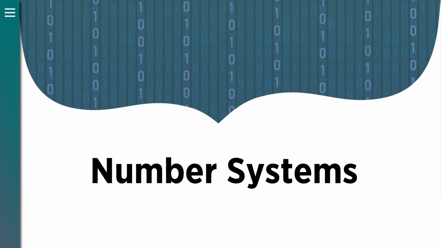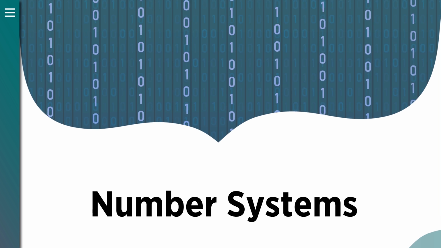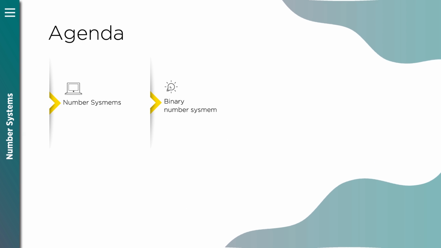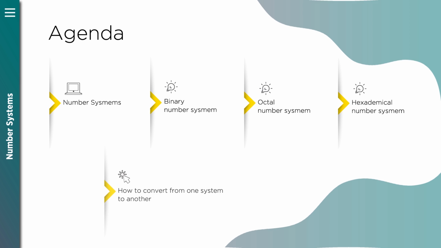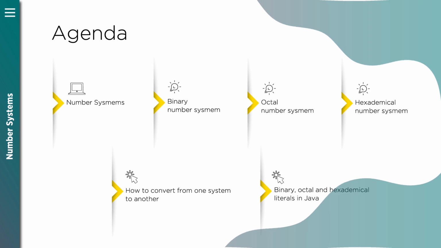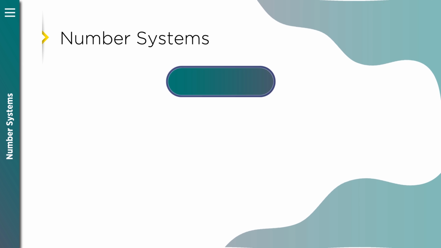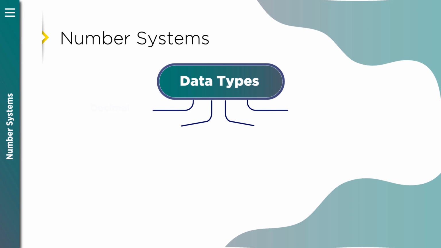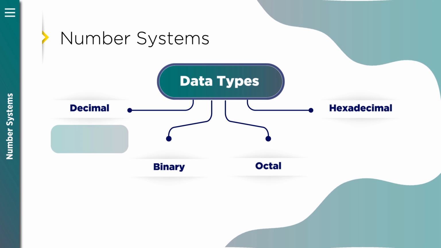In this lesson we will learn number systems. We'll discuss today why we need to understand different number systems. We'll learn what binary, octal and hexadecimal number systems are. And we'll learn how we can use binary, octal and hexadecimal literals in Java source code. Let's start.